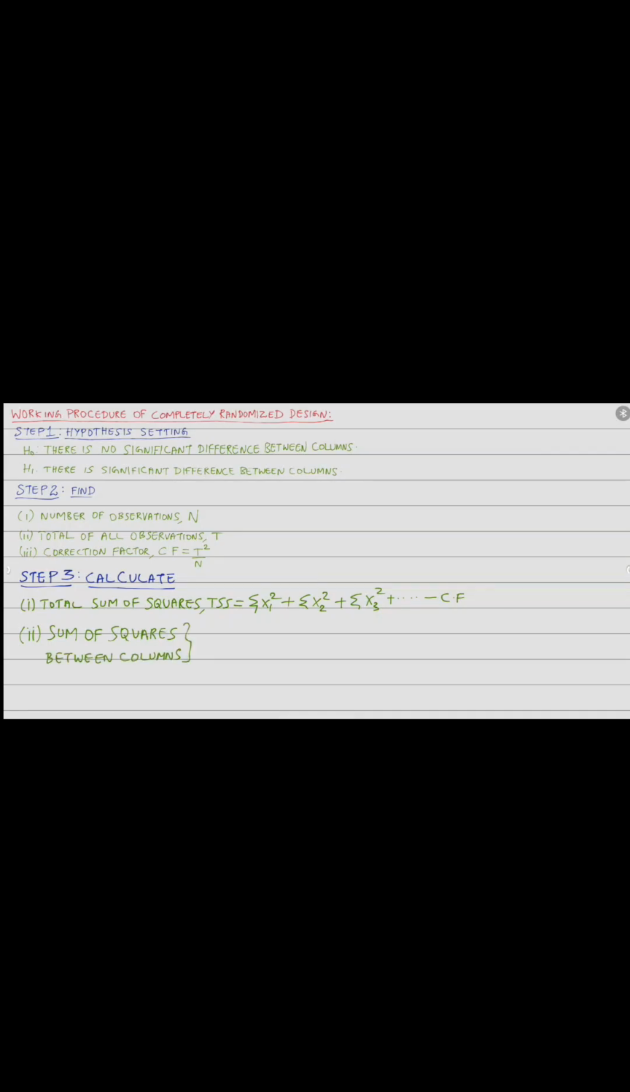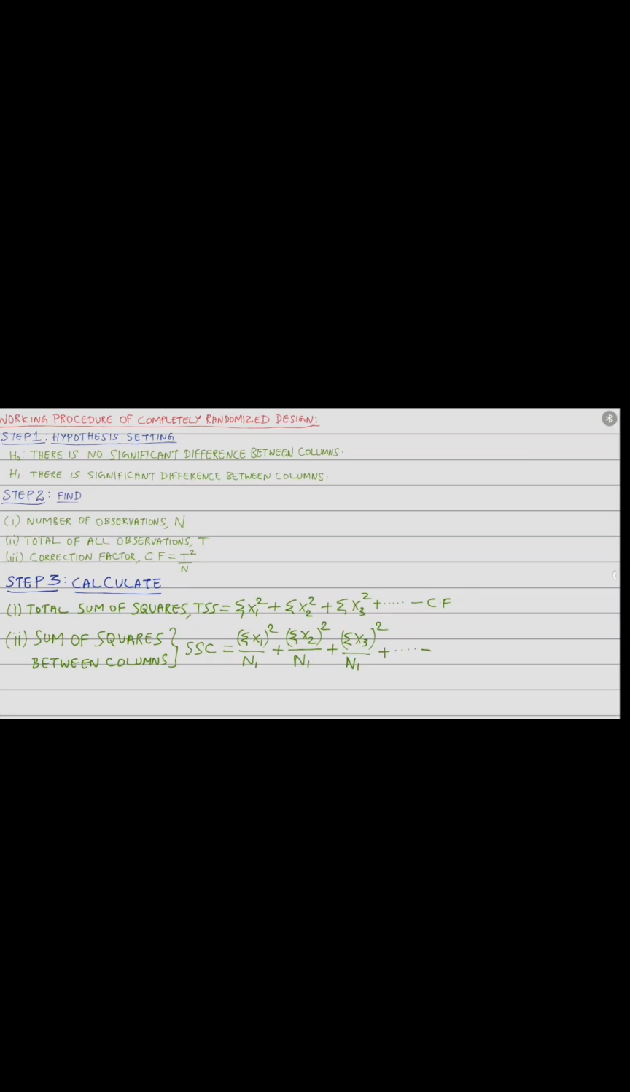minus correction factor. Secondly, we calculate the sum of squares between columns, that is SSC, which is equal to summation x1 square by n1 plus summation x2 square by n1 plus summation x3 square by n1 plus etc. minus correction factor. Note that here n1 is the number of elements in each column. And finally, we calculate the error sum of squares, which is SSE, and is equal to the total sum of squares minus the sum of squares between columns.